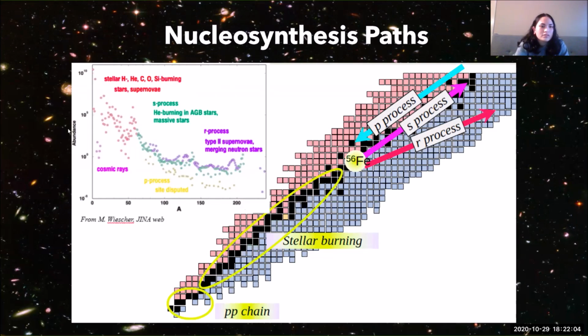As seen here, this is a chart of abundance versus atomic mass number. You can see how there's abundances of different elements created in different stellar environments. So after stellar burning and iron, depending on the environment, whether it's a neutron star merger or a supernova or something like that, the rest of the elements are created.